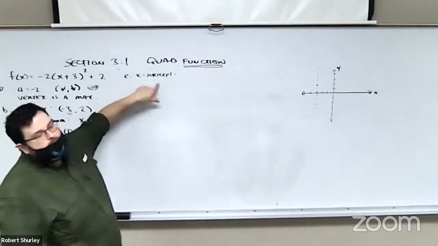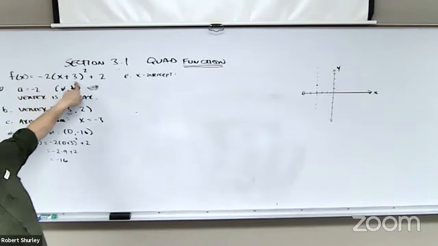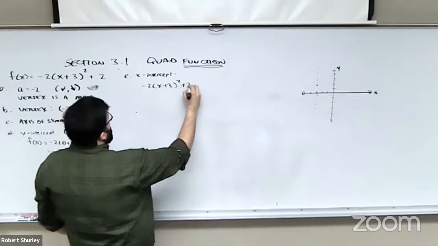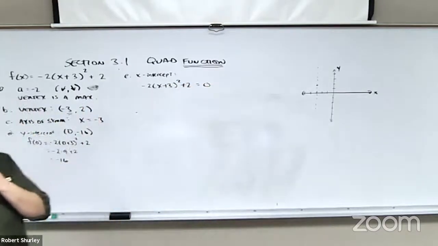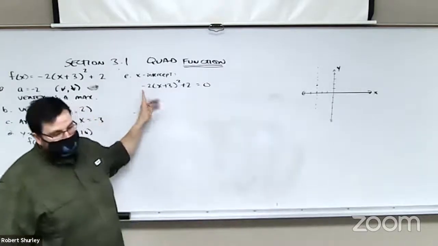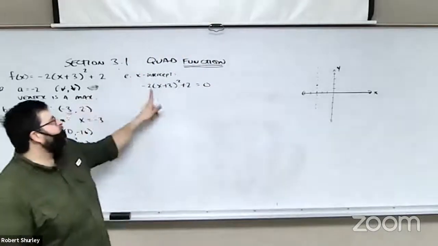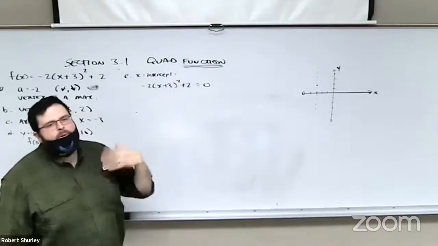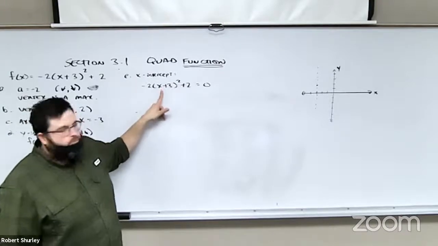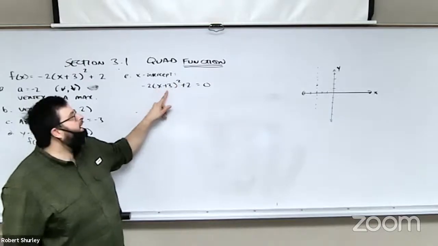Because remember, with x-intercepts, we set the y value equal to 0. So I just set this whole thing, negative 2 times x plus 3 squared plus 2, equal to 0. Now look, I can't distribute this negative 2. I'm going to tell you how students get this wrong, okay? I can't distribute this negative 2 first because of the squared. Remember, order of operations, exponents get priority. That's my number one pet peeve in all of algebra, okay? I can't distribute this 2 in because I have an addition sign.